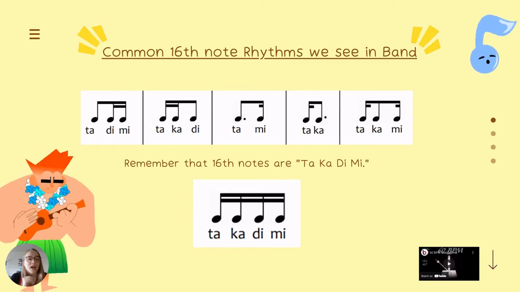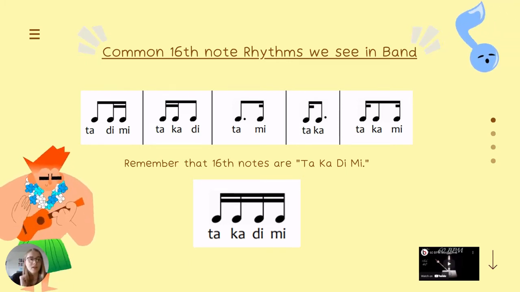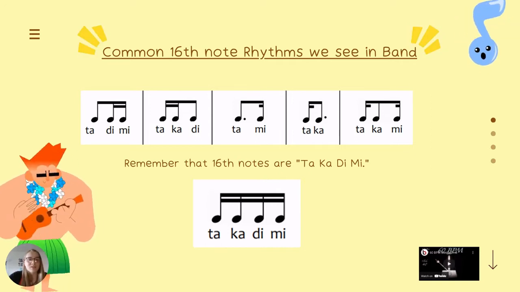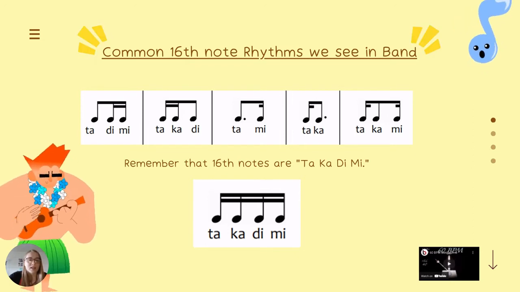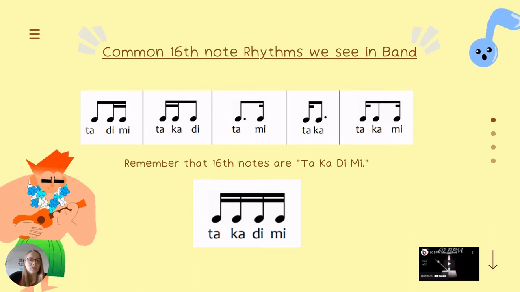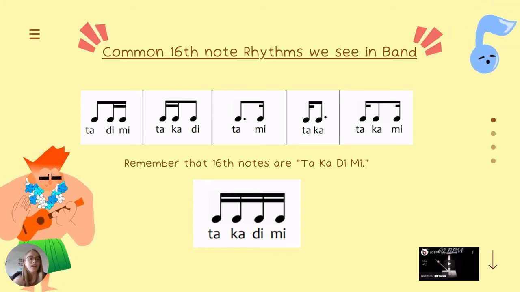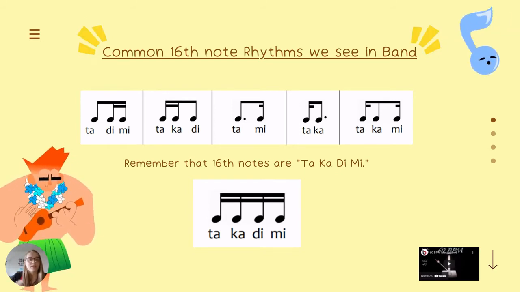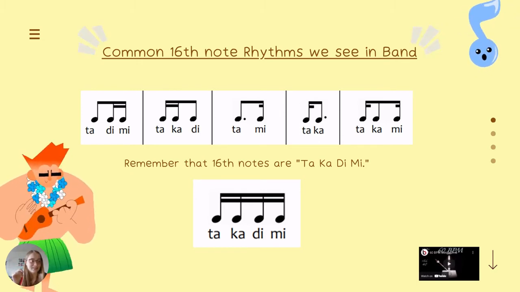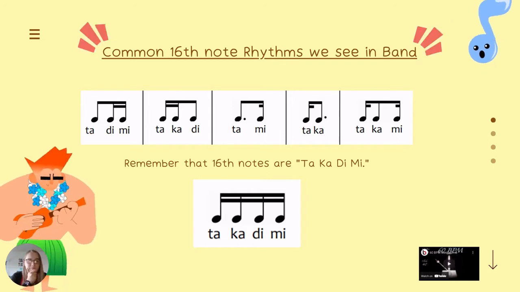So if we have TaKaDi, which syllable is missing? Correct. The missing syllable is going to be mi. That's because we're only going to be saying TaKaDi, because the Di here lasts for 2 16th notes, so we don't need the mi here. So that's going to sound like this. TaKaDi. Ready? 3, 4. TaKaDi, TaKaDi, TaKaDi, TaKaDi. Great. So the next one is Ta-mi.